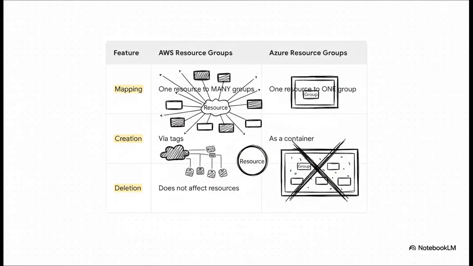And there it is, the huge difference right at the foundation. AWS gives you this super flexible many-to-many relationship using tags. Azure, on the other hand, enforces a strict one-to-one relationship with the container that literally controls the life and death of its contents. This one design choice really shapes everything else we're about to talk about.